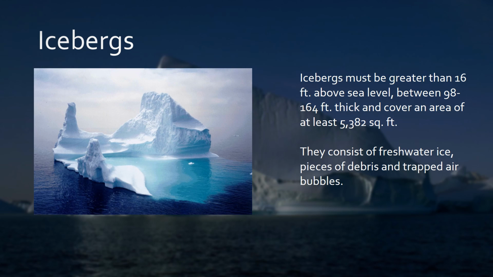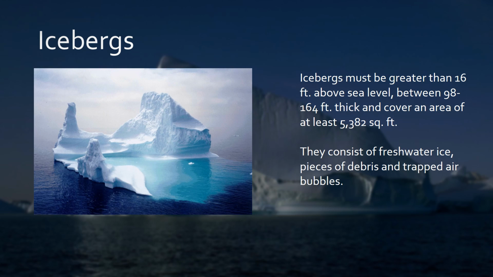Icebergs are made from glaciers or ice sheets. In order to be classified as an iceberg, the ice mass must be greater than 16 feet above sea level. It has to be between 98 and 164 feet thick and cover an area of at least 5,382 square feet.